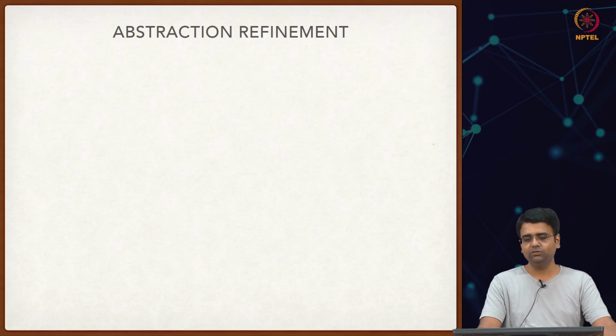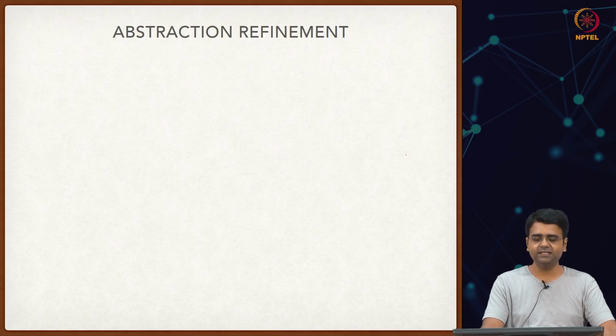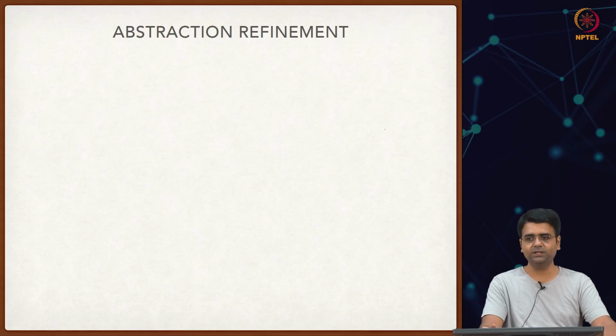So let us try to formally define this notion of abstraction refinement. Abstract interpretation, or indeed abstract model checking, depends on the choice of the abstract domain. There are different abstract domains with varying degrees of precision. When we say that one abstract domain is more precise than another abstract domain, what do we really mean by that? Let's try to define that more formally using the notion of abstraction refinement.